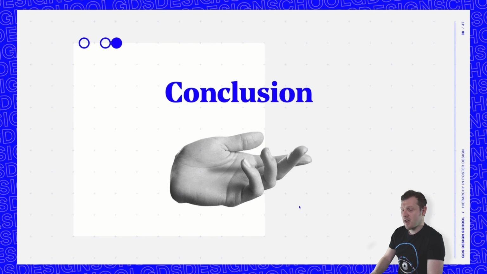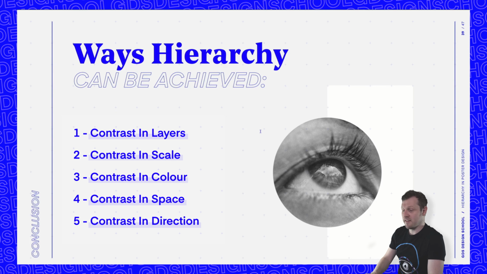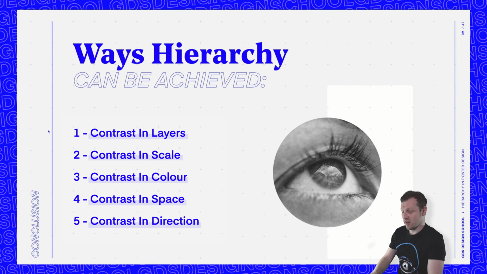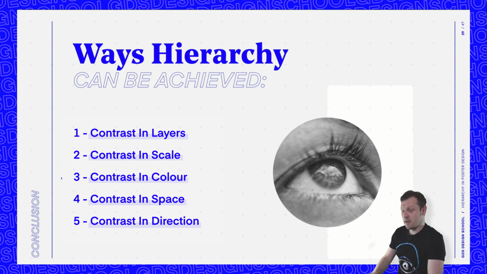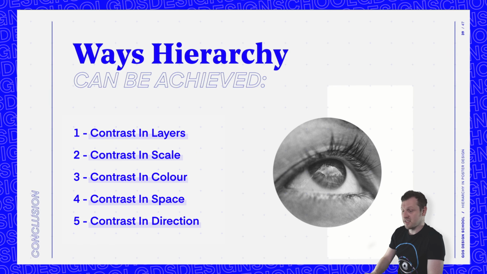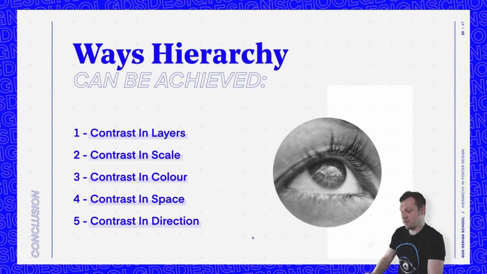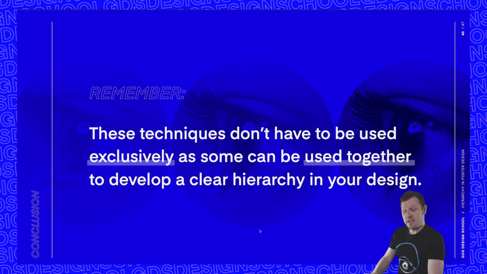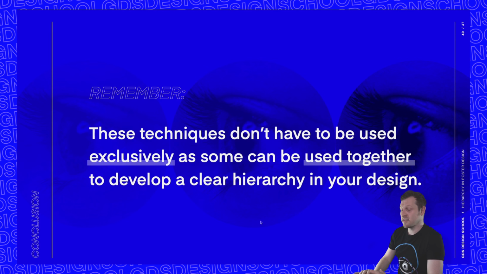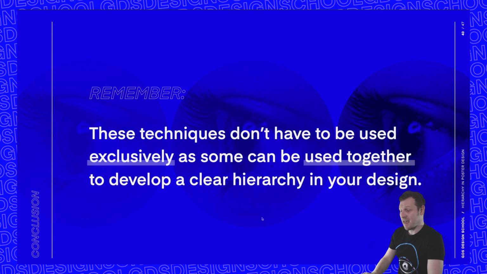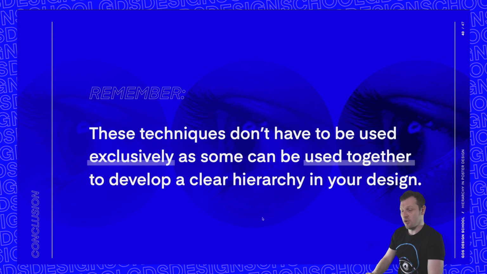So in conclusion, hierarchy in poster design can be achieved in 5 ways, using contrast in layers, contrast in scale, contrast in color, contrast in space, and contrast in direction. Now, it's important to mention that these techniques don't have to be used exclusively, as some can be used together to develop a clear hierarchy in your design.